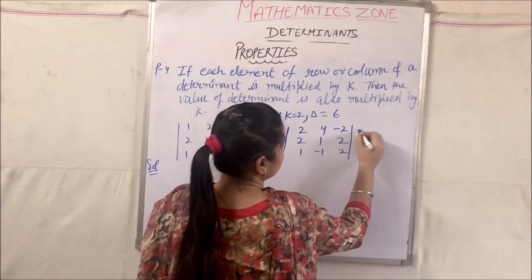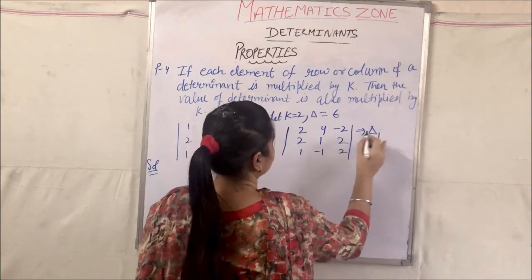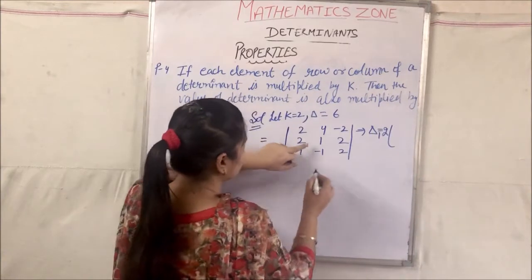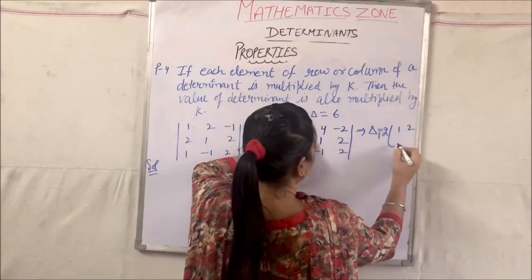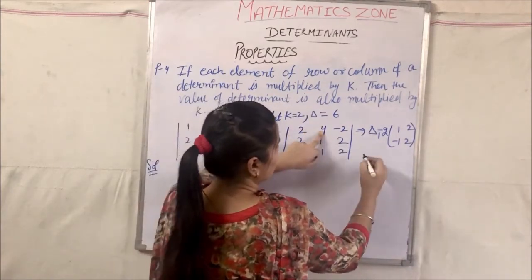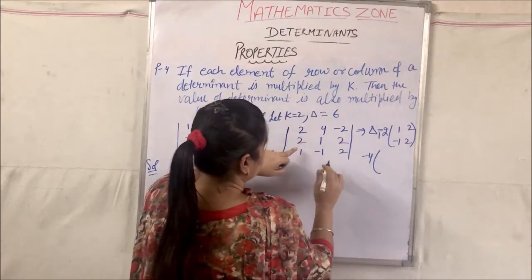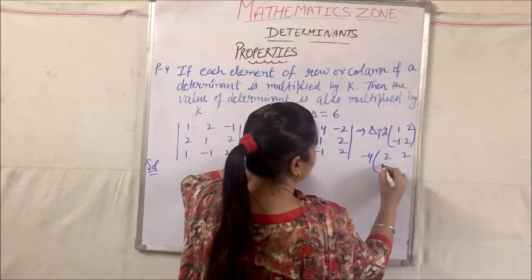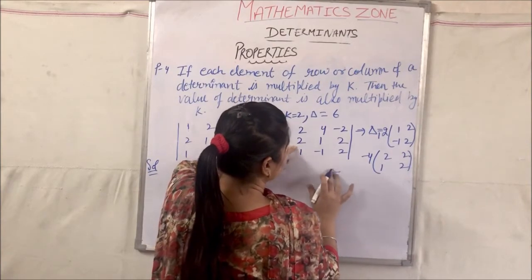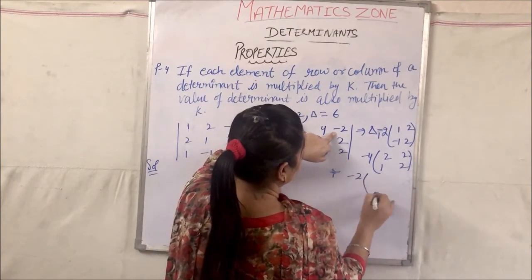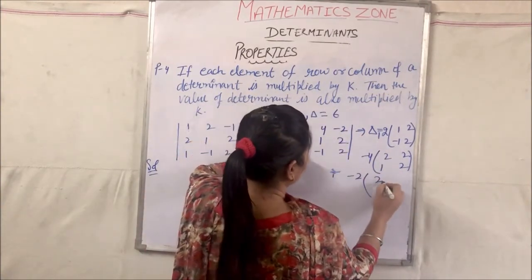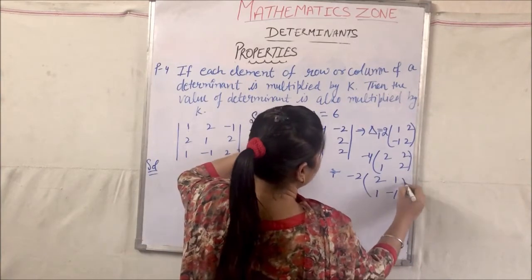So, as usual, we will expand the first row. 2, 1, 2, minus 1, 2. First one is positive, so second will be negative. For minus 4, this will be 2, 2, 1, 2. So, minus 2. We will leave the first row and third column: 2, 1, 1, minus 1.